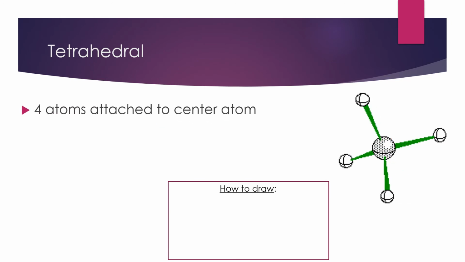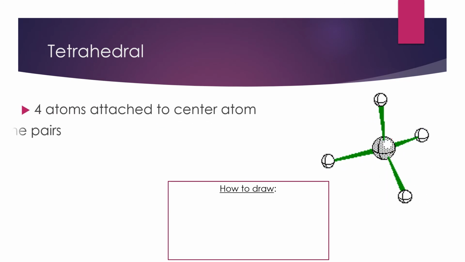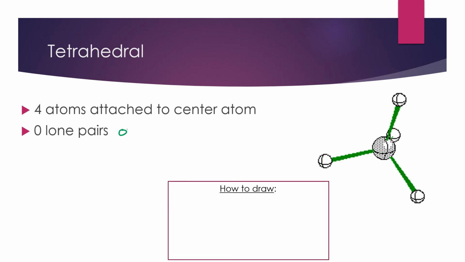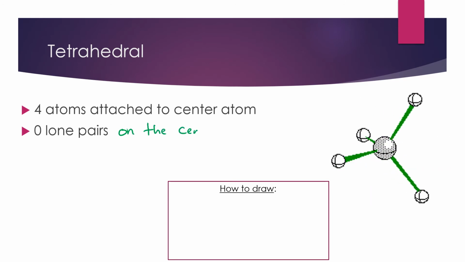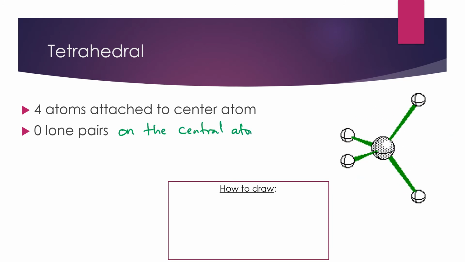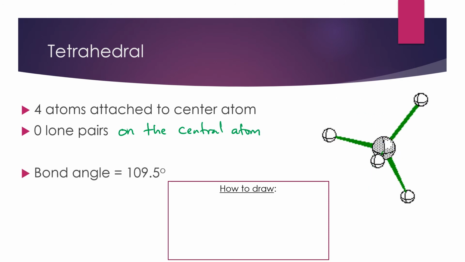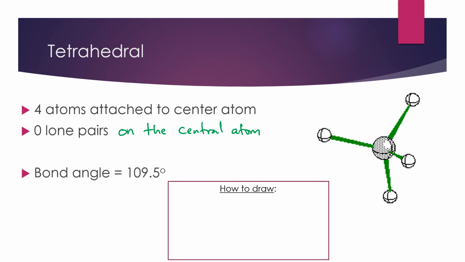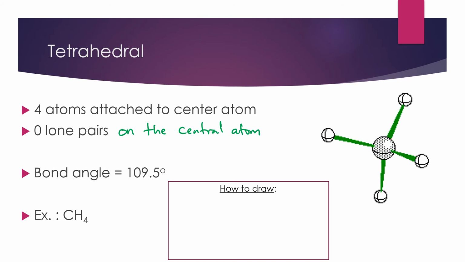Tetrahedral. 4 atoms attached to the center atom. There's 0 lone pairs on the central atom. The bond angle is 109.5 degrees. And our example is methane.